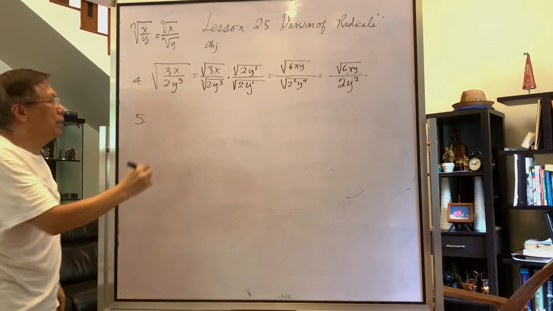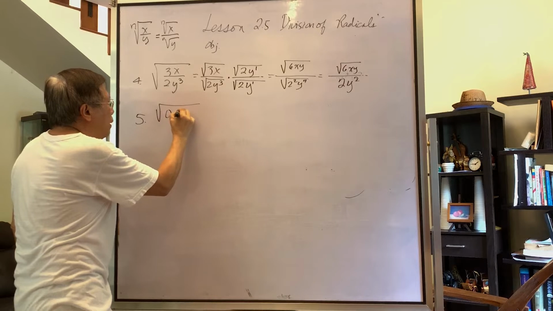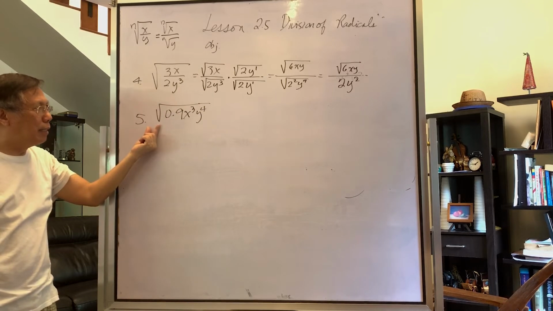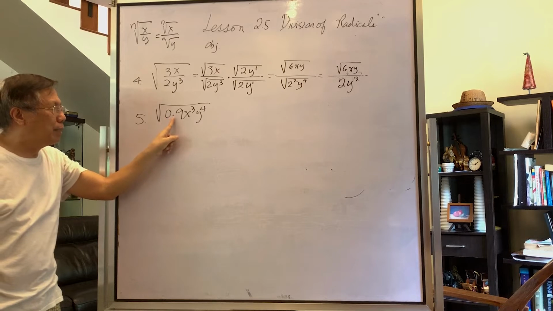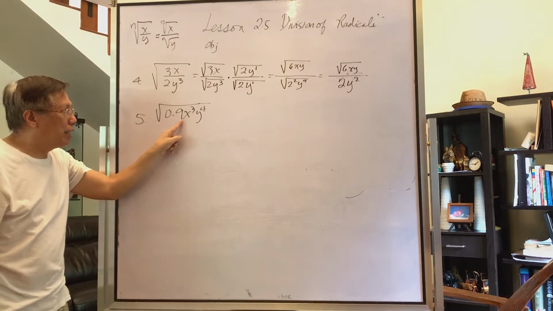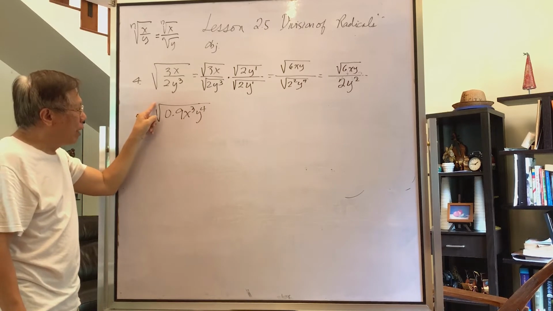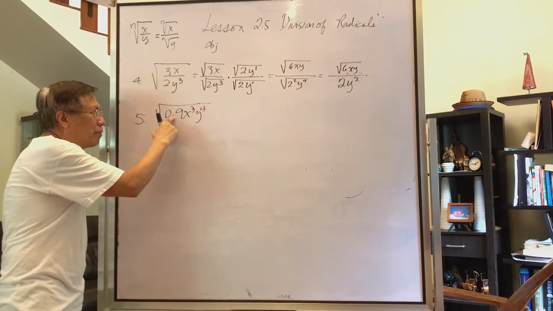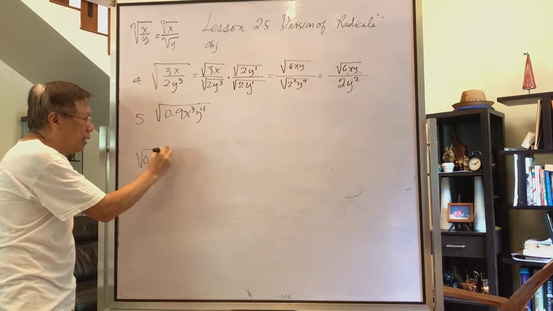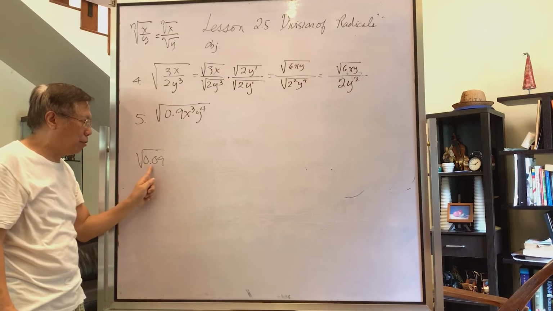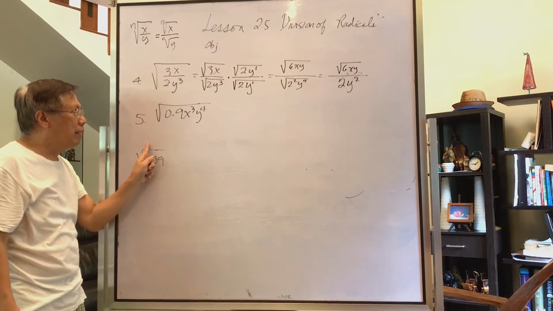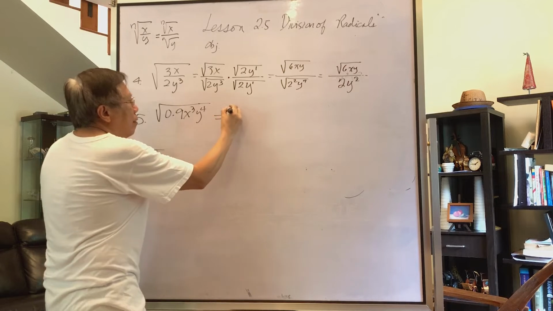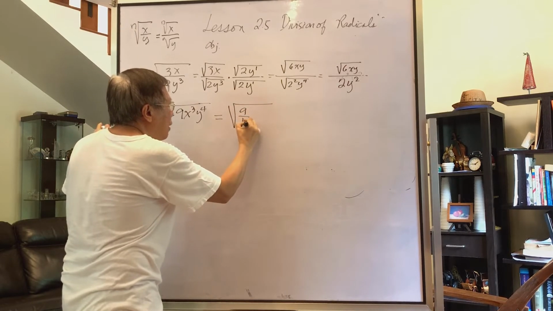Okay, for number 5, suppose we have here 0.9 x cubed y to the 4th. This radical is not in its simplest form because of the presence of a decimal. 0.9 here is not a perfect square like what we had before because the number of decimal places is only 1. Had it been a 0.09, there would have not been a problem because the square root of 0.09 is equal to 0.3. In this case, we need to rewrite 0.9 as a fraction. That will be 9 over 10.